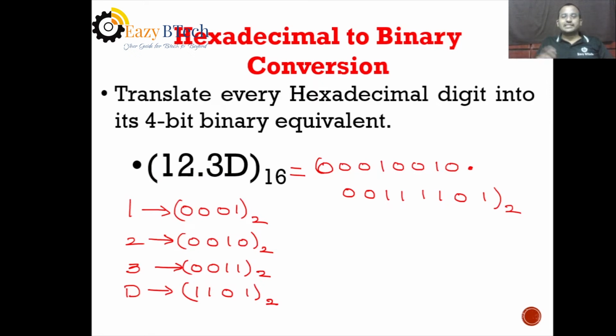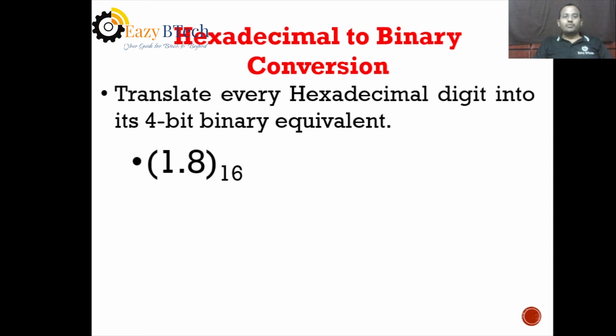If we interchange the order, the equivalent is not correct. We'll see one more example. The given hexadecimal number is 1.8. How to find the binary equivalent?